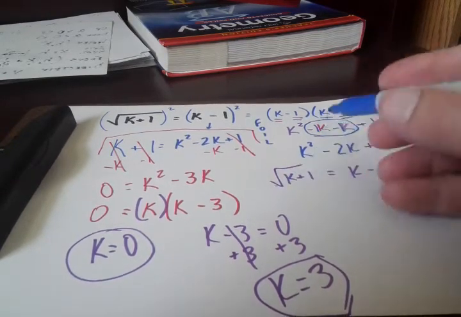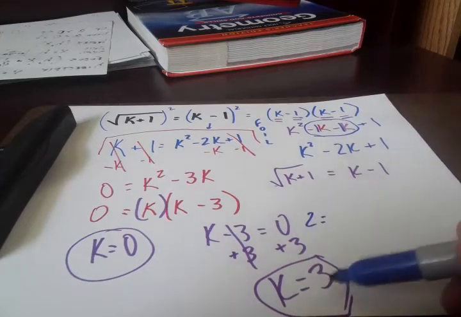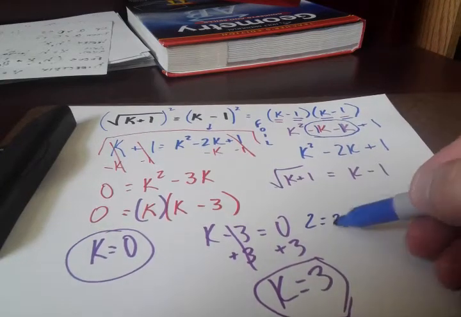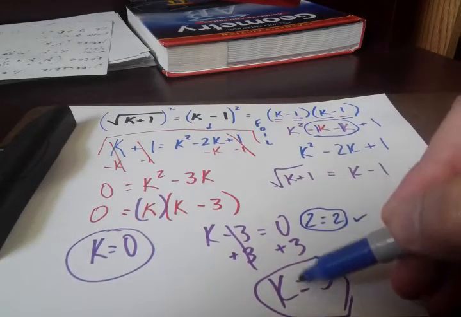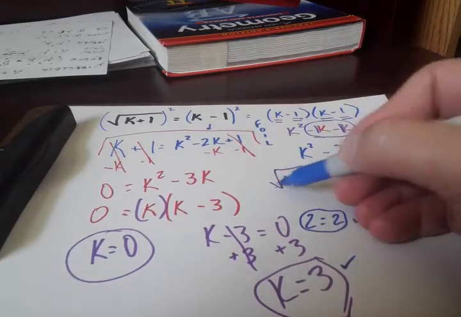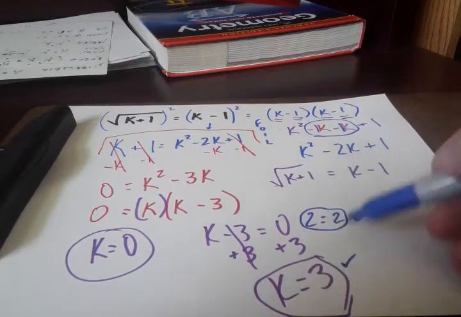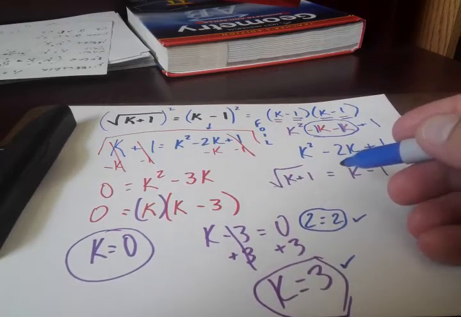What's the square root of 4? It's 2. And then if we say 3 minus 1, that is also equal to 2. So this one works out, right? 3 is good, right? 3 plus 1 was 4. Square root of 4 was 2. And then 3 minus 1 is also 2.